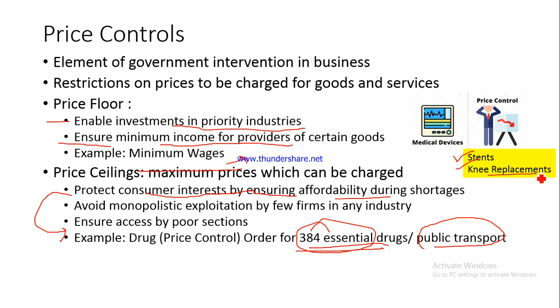So for these two items, the prices now have been brought under control. The stent prices are under control, and the knee replacements have also been brought under price control. So they cannot be sold beyond a particular amount. In fact, because of this, the cost of knee surgery has now almost reduced to one third of what it used to be earlier before the price ceilings came into effect. Earlier, it would have cost an individual almost 12 lakhs to get his knees operated, but now it costs somewhere in the range of 4 lakhs, right? Only because of the price control.